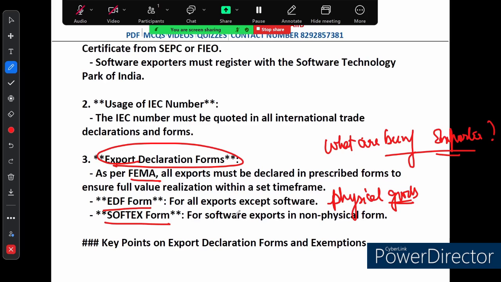Imagine you are exporting a batch of textiles to Europe. So if you are exporting a batch of textiles to Europe, you need to fill the EDF form. And if you are sending a software service online, you would go with the Softex form instead.